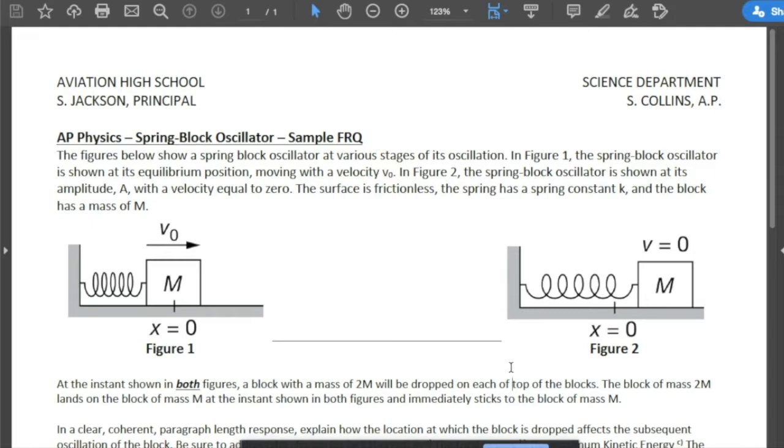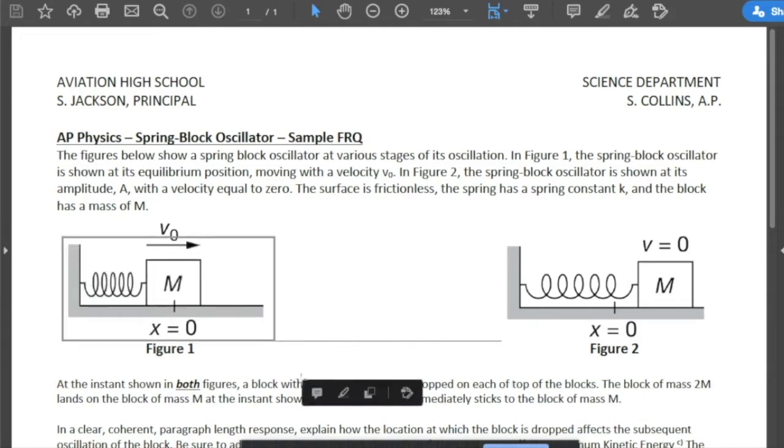And what do you know? My prediction was exactly correct. They did ask a simple harmonic motion question, and it did have to do with the mass being dropped on top of the block. Oh my God, how could we be so lucky? The only problem is they asked this version of it, which, as it turned out, is not exactly the same.